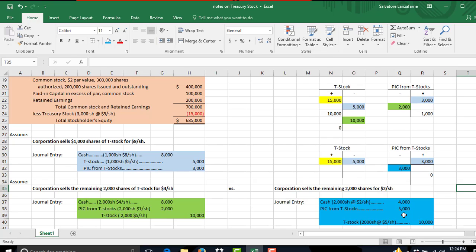So now in order to get my debits to equal my credits, I've got 7,000 on the debit side, 10,000 on the credit side. I need another 3,000 to make this thing work, right? So 3 plus 3 is 6, plus 4 is 10, and that'll equal the 10. So now I'm going to make up that difference with retained earnings. Okay, and that's how you handle treasury stock transactions.